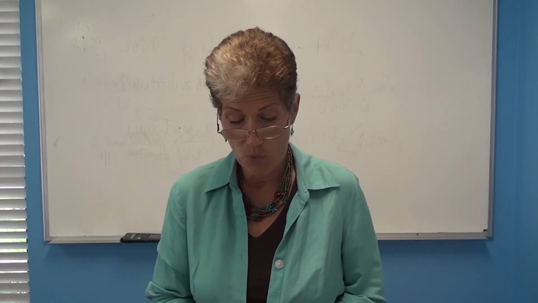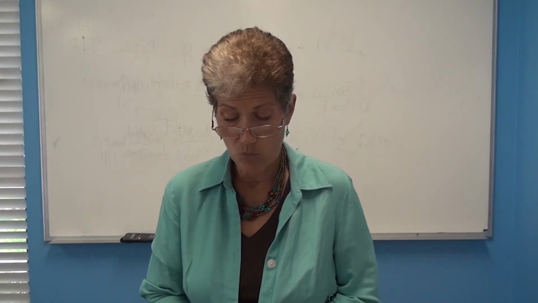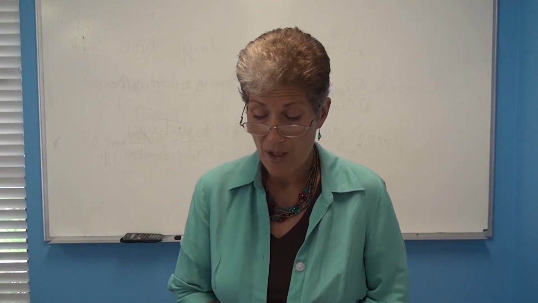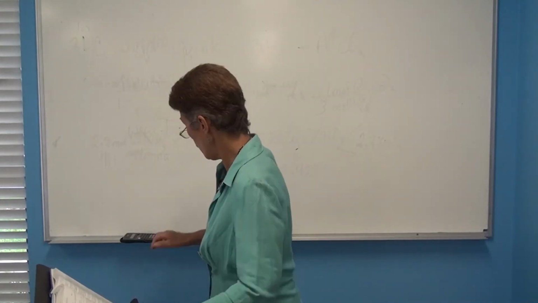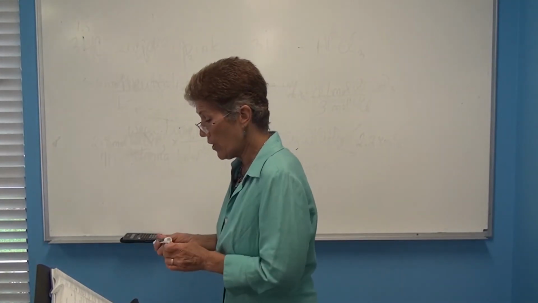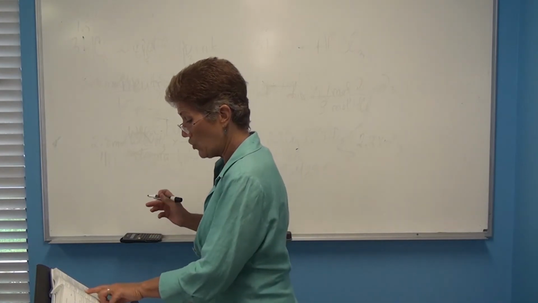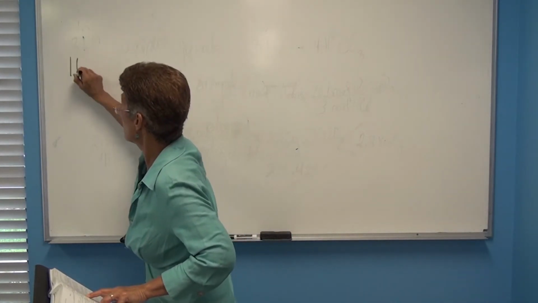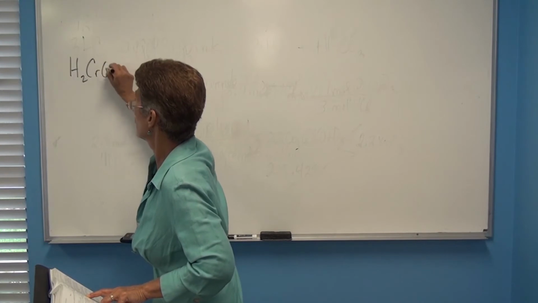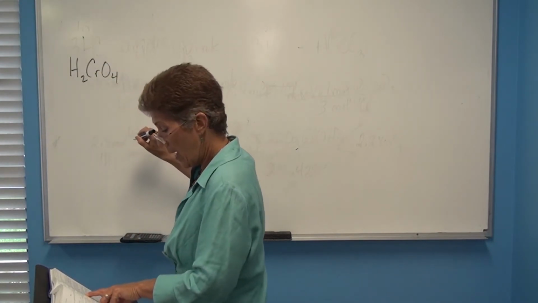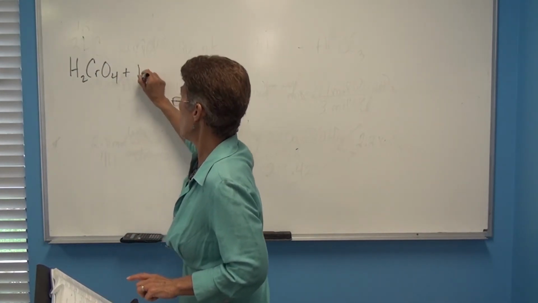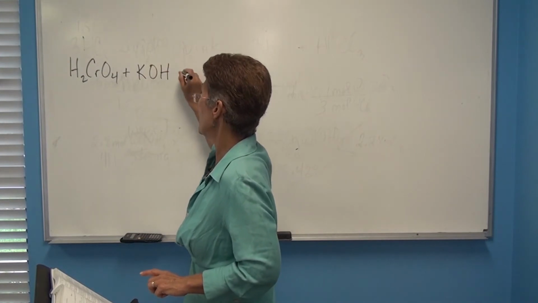If it takes 13.1 mils of potassium hydroxide to reach the endpoint, what is the concentration of the H2CrO4? So let's do that one. First, we are going to write up our reaction. And so we have our acid, and then we are reacting it with our base, potassium hydroxide.